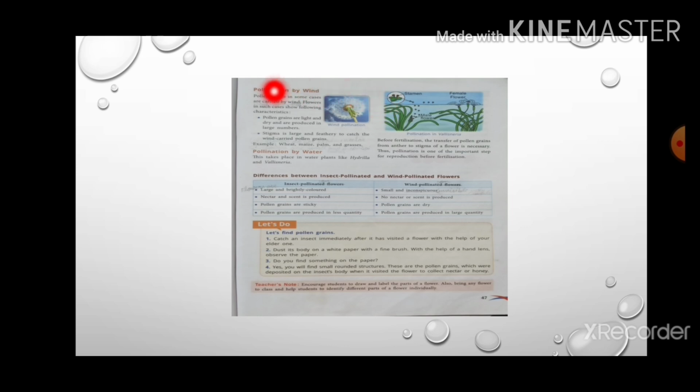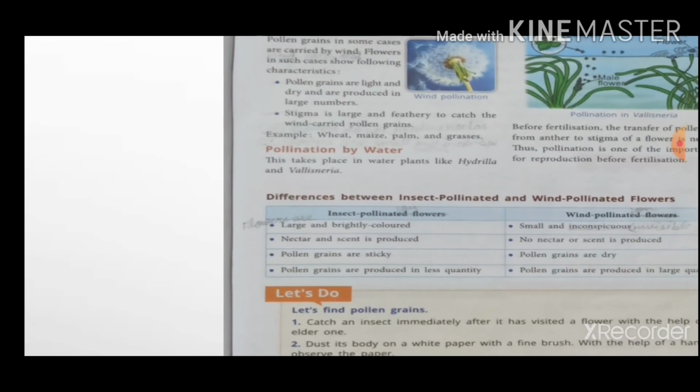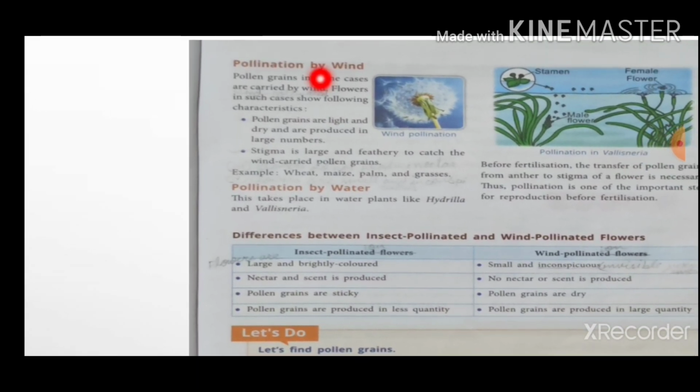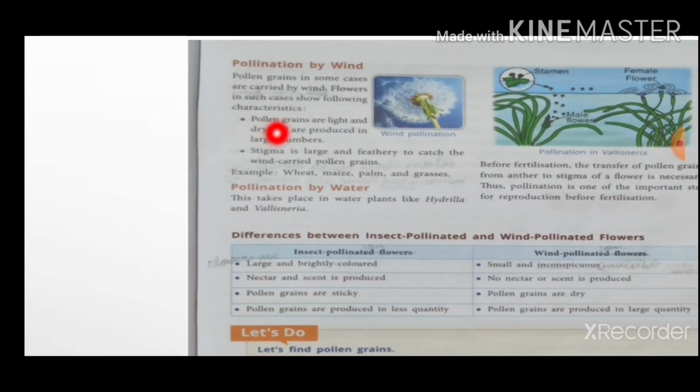Pollination by wind. Wind pollinated flowers have the following features. Pollen grains are light and dry and are produced in large numbers. The stigma is large and feathery to catch the wind carried pollen grains. Flowers do not produce nectar. Flowers are small and inconspicuous. Now pollination by water. This takes place in water plants like hydrilla and Vallisneria.